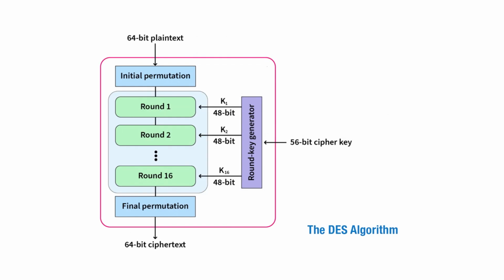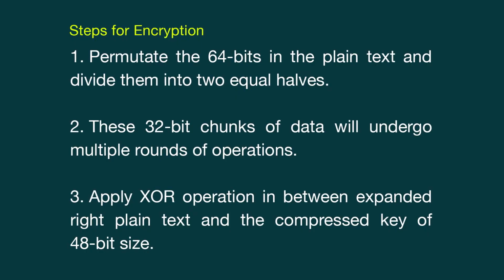The DES algorithm is given here. These are the sequence of activities in a cycle or round, and that is repeated 16 times. After the 16th round, there is a final permutation, which is the inverse of the initial permutation. Steps for encryption can be summarized as: permute the 64 bits in the plain text and divide them into two equal halves. These 32-bit chunks of data will undergo multiple rounds of operations.